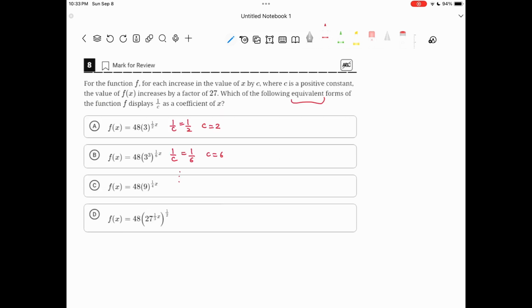Now before we move on to the solution, let's try to understand the first line of this question using an example. Let's suppose we have g of x equals 27 raised to the power of x. If we add c to x, in other words g of x plus c, we get 27 raised to the power x plus c.